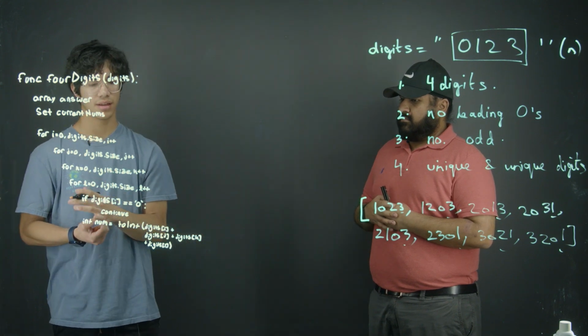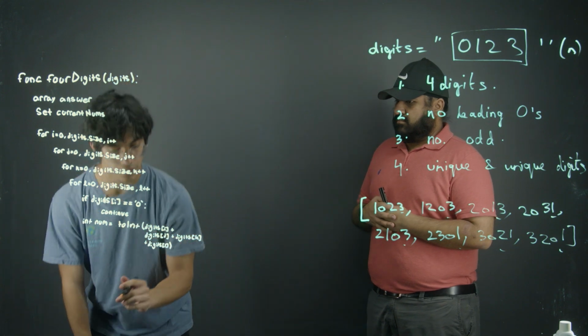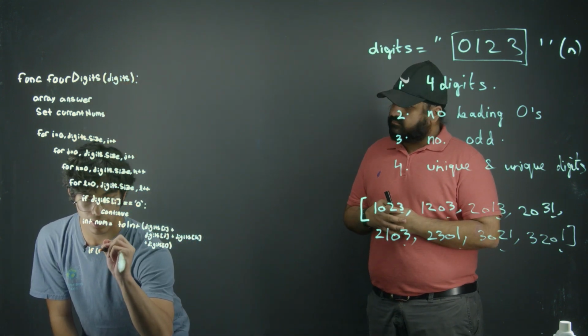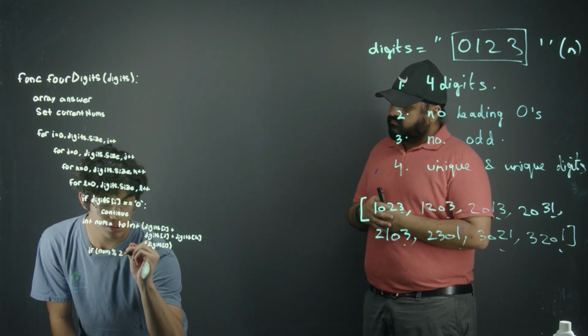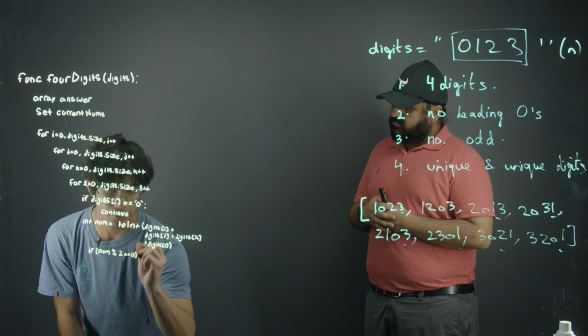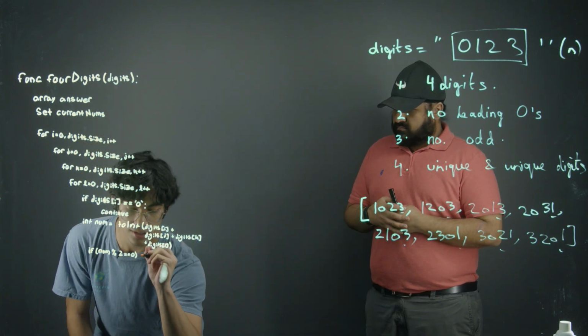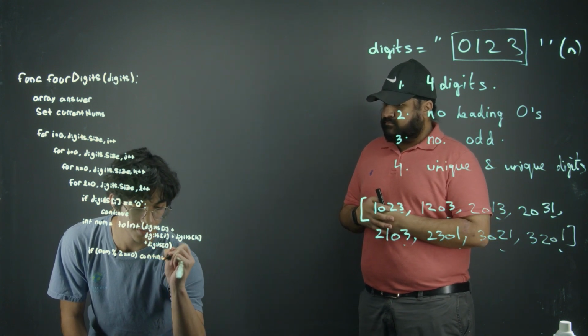And we're going to say, is it odd? If it's even, then when it's divided by 2, its remainder is 0. So we can just do that with the modulo operator. So if num mod 2 is 0, then it's even, and we don't want to consider that, so we just continue.